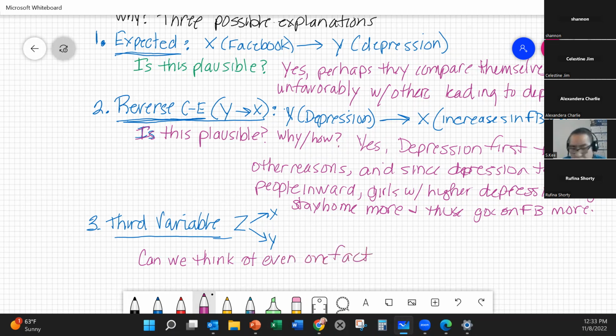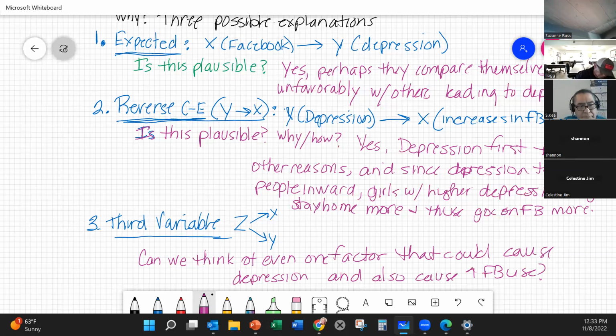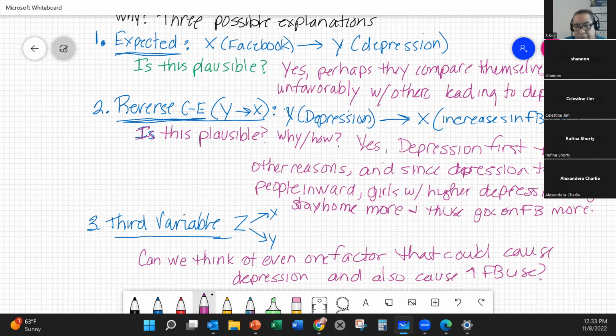factor that could cause depression and also cause increased Facebook use. So I want each of you to think of and plop in the chat an example. So everyone who's here, Lyle, Sean, Shannon, Celestin, Alexandra, Rufina, throw something into the chat. A factor that might cause both depression and increased Facebook use.